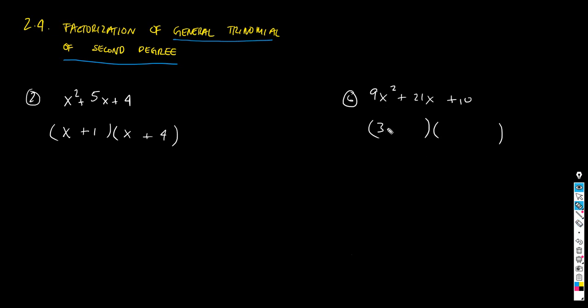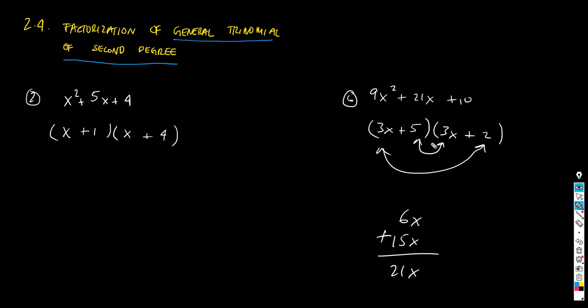What about 3x and 3x? This times this gives me also 9x squared. And for 10, let's keep 5 and 2. Let's see if this one works. So let's see. Is the multiplication of these two numbers, which is 6x, plus the multiplication of these two, which is 15x, right? How much is this? 21x, which coincides with this term in the middle. Therefore, I know that this is indeed my correct factorization. And you can confirm by actually multiplying these two binomials and going back to the original trinomial.